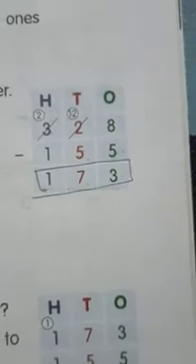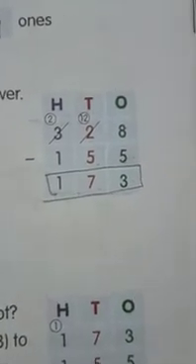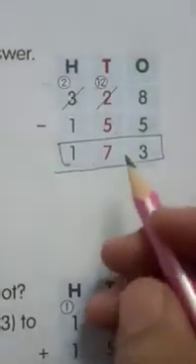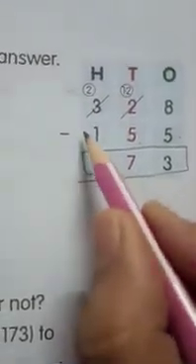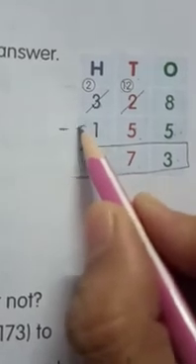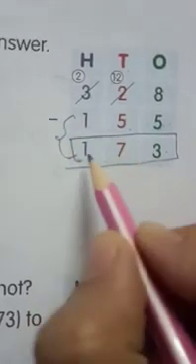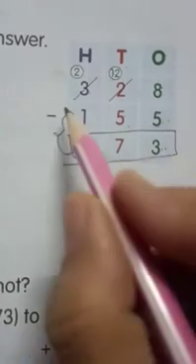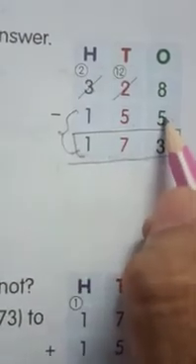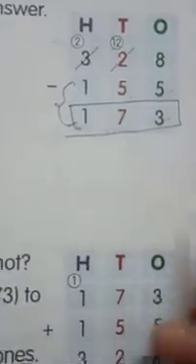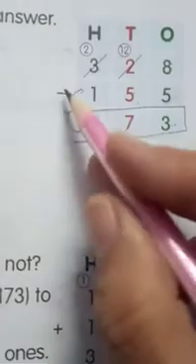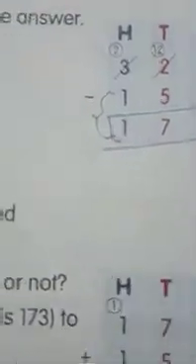So add the difference. This is our difference now. Add the difference, which is 173, to the number subtracted. That means you have to add these two numbers. The difference you have to add with the number you have subtracted. Okay, let's add them. 173 plus 155.